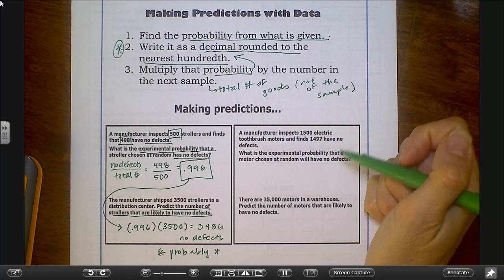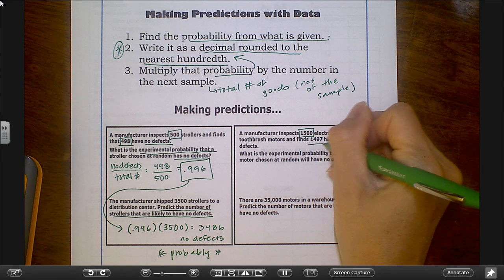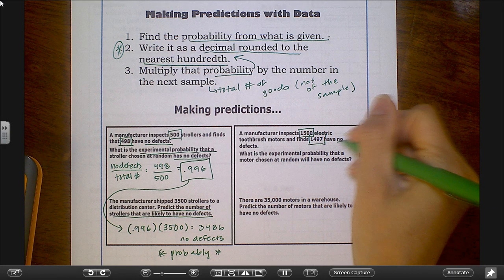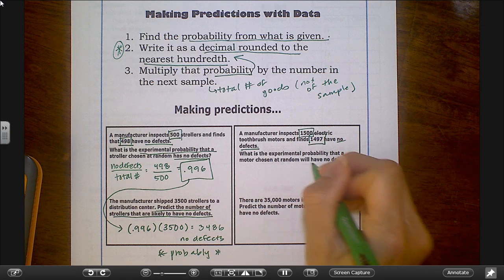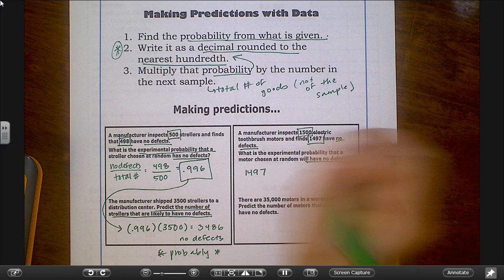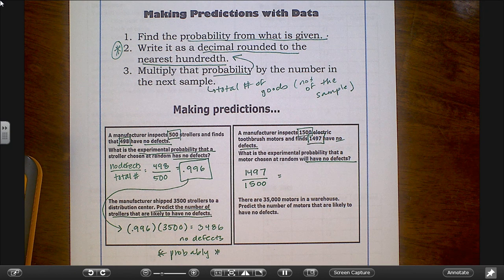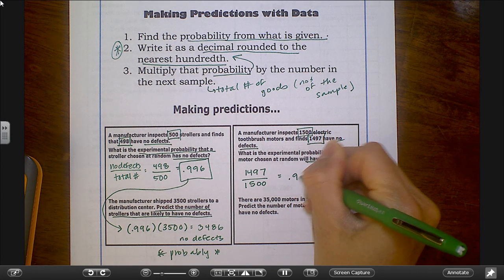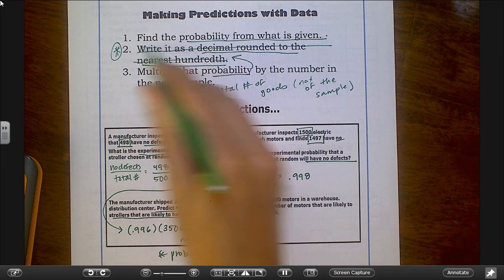Very important stuff here. So inspect 1,500 electric toothbrush motors, find 1,497 of them have no defects. What's the experimental probability the motor chosen at random has no defects? So again, same thing. I take the smaller number, so 1,497 over 1,500. I'm going to do that in my calculator. Probably hear me pushing my buttons. And I get 0.998.